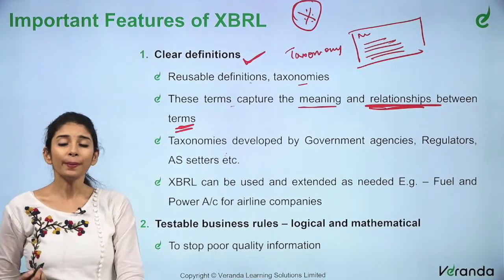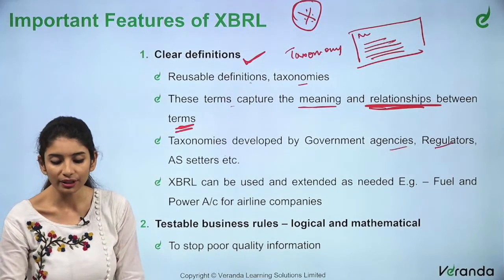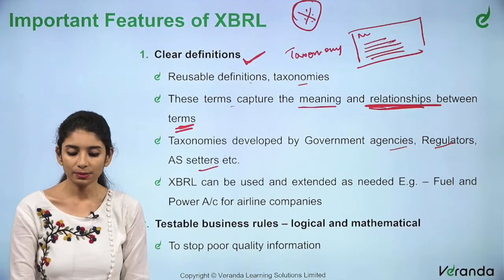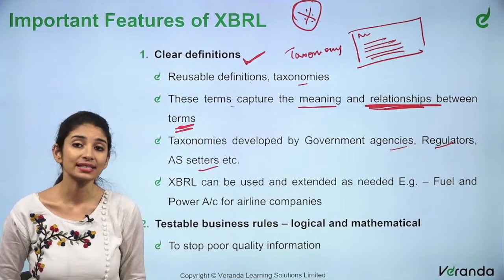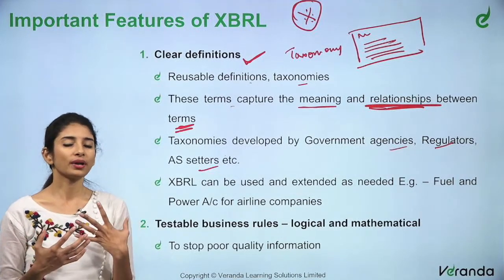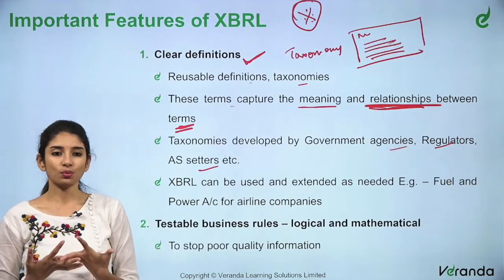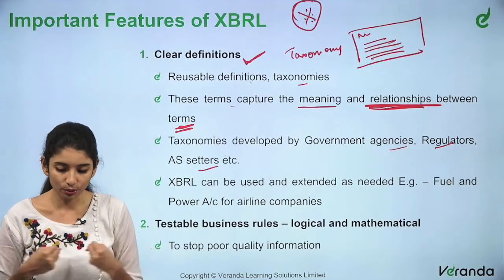Taxonomies are developed by whom? By government agencies, regulators, or accounting standard setters. XBRL can be used and extended as needed. XBRL is known as extensible business reporting language. Extensible means what? You can expand it, you can extend it.